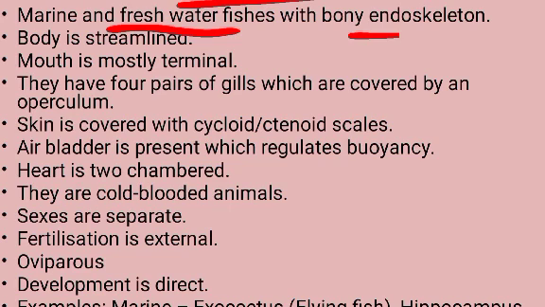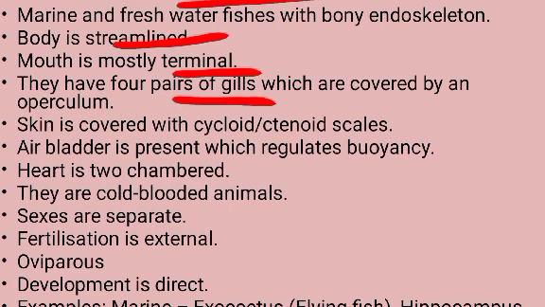Then the body is streamlined. If you see, the body is streamlined, the middle part is broad and the end is narrow, that is boat shaped. Then the mouth is terminal in position. In Chondrichthyes it is ventral in position, in Osteichthyes it is terminal. Then they have 4 pairs of gills for respiration, and the gills are covered by the operculum. The covering of the gills is called operculum. On either side an operculum is present which covers the gills.